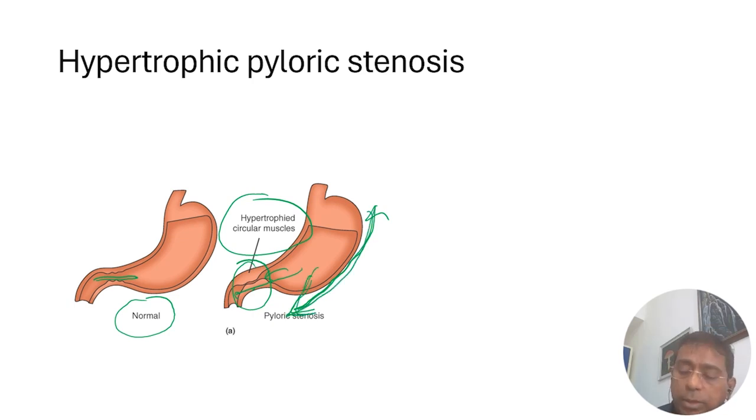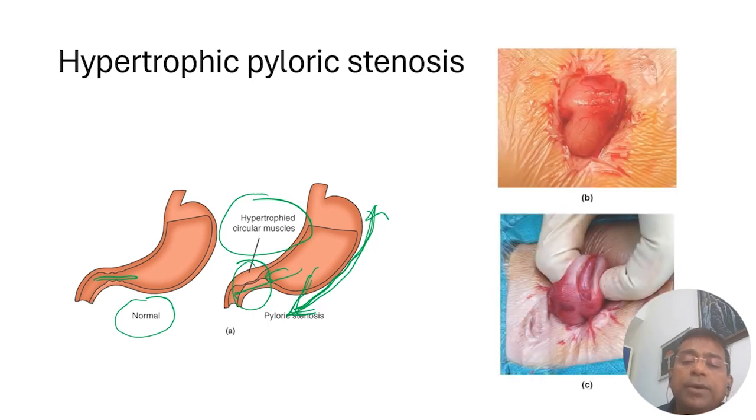The condition is treated surgically. So here in this figure, abdominal incision is made and the hypertrophied part of the stomach can be seen, and here during the surgical treatment the hypertrophied circular muscles have been incised. This is a treatable condition.